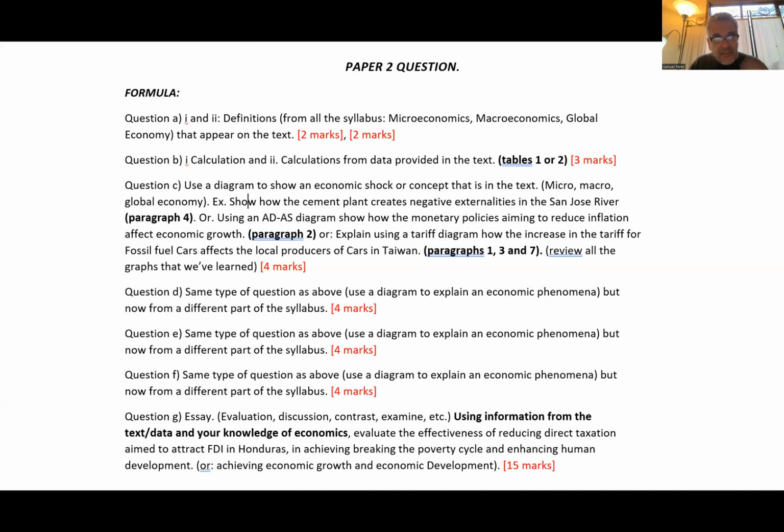And then you can discuss if this is getting worse, or this is getting better. Maybe the GDP is growing, but it's actually harming the environment. So that's the type of discussion that the IB wants you to be engaged in, using your economic knowledge and using the context of the text, okay?